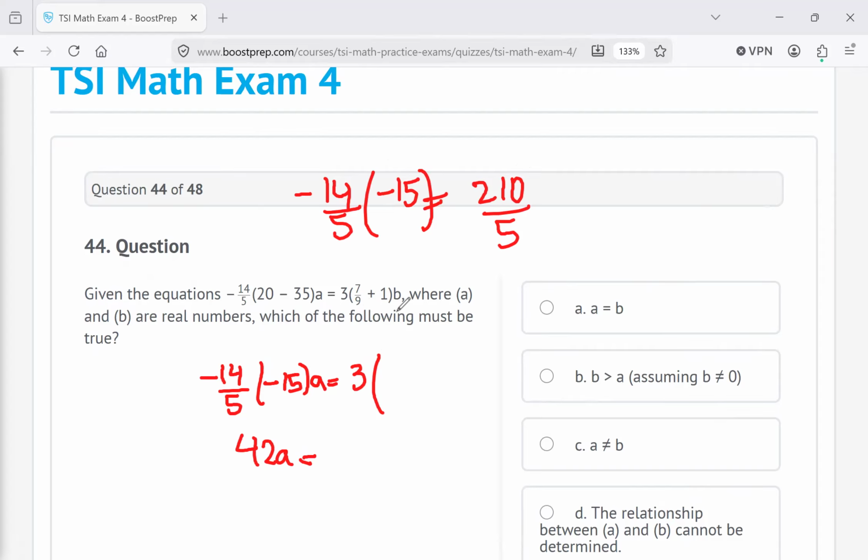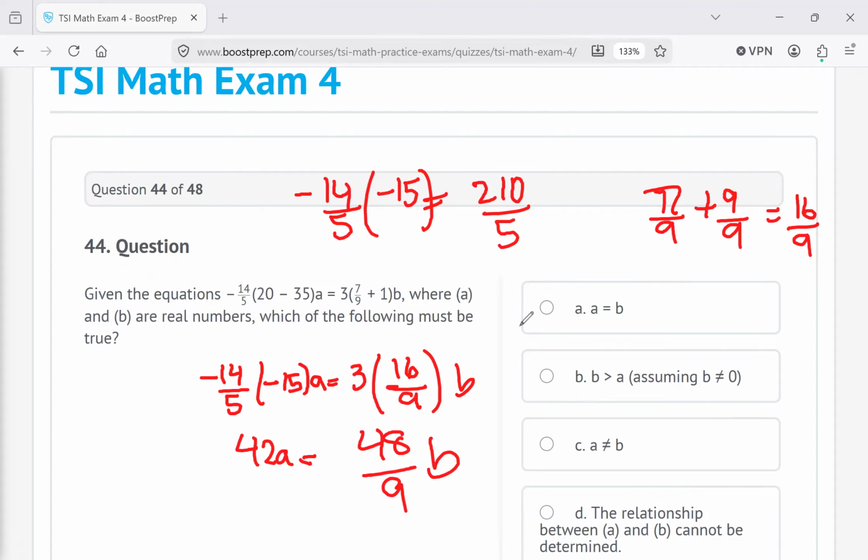Here, 7/9 plus 1, or 9/9, right? 1 is the same thing as 9/9, so that would be 16/9, and you have the 3. So what's 3 times 16? Divide that by 9.